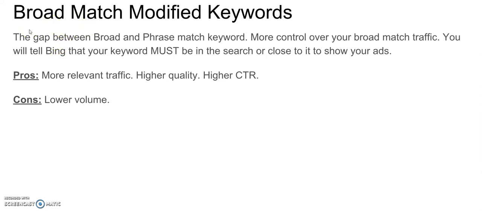So you get the benefit of the high volume of broad match keywords and a little bit more targeting from the phrase match keyword. You're going to have more control over your broad match traffic. You will tell Bing that your keyword must be in the search, or close to it, before you show your ads. The pros: more relevant traffic, because it's a version of a phrase match keyword as well, and higher quality, which means you're going to get a higher click-through rate. The cons: it's not as high volume as broad, but definitely not as low as exact.